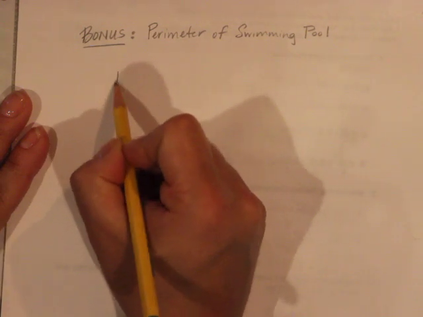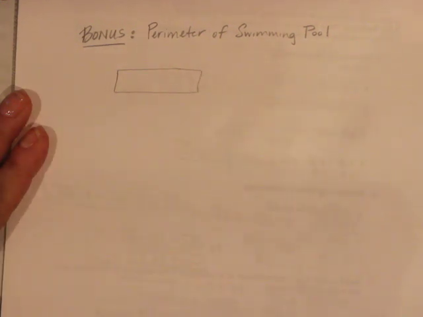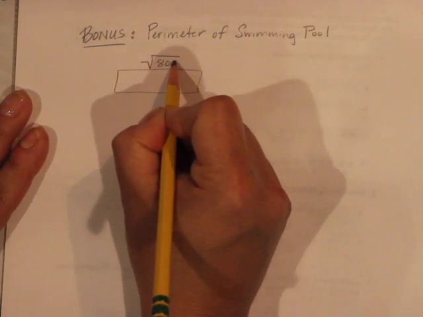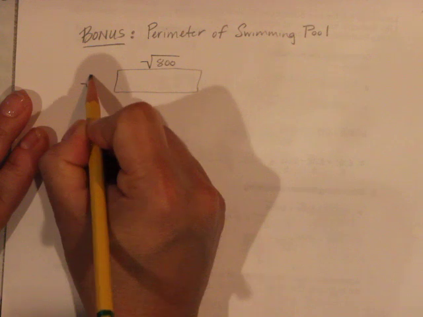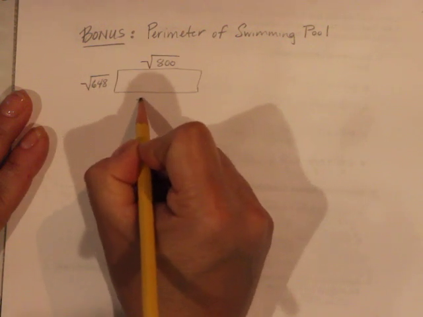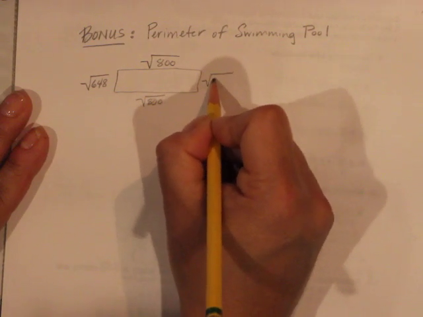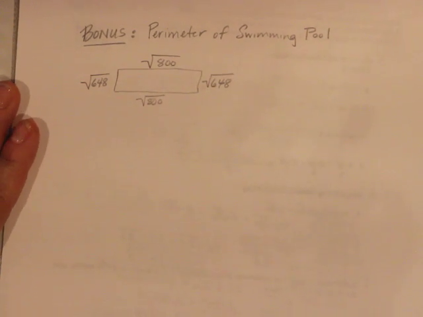Again, we've got a rectangle. There's the pool. And the length is the square root of 800 feet. And the width is the square root of 648 feet. So I'm going to need 2 lengths and 2 widths, all of the sides added together, to give me the total perimeter.